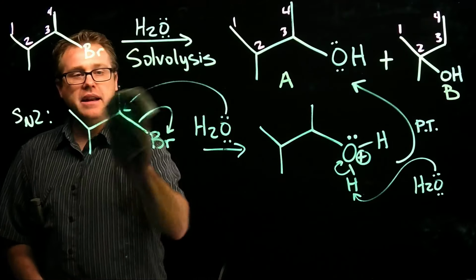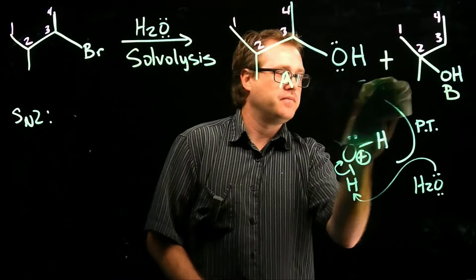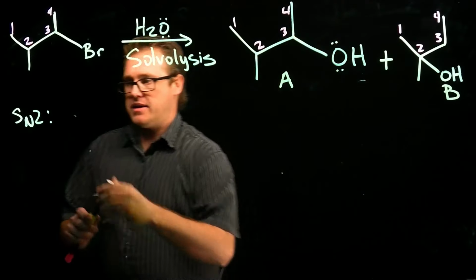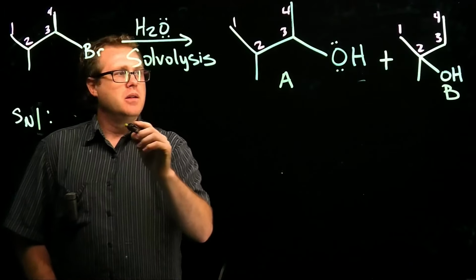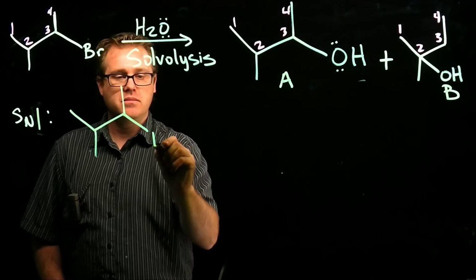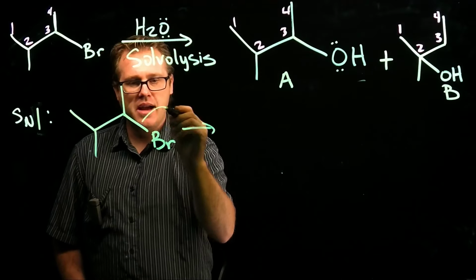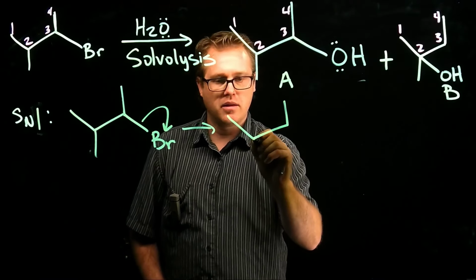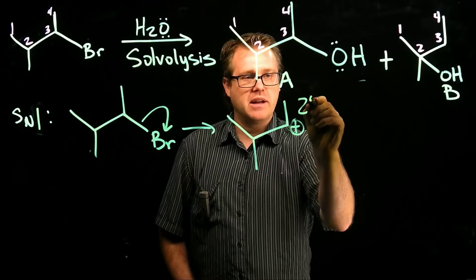So if we take a look at a different mechanism, maybe we can figure out what's going on here. So let's look at an SN1. What if we had an SN1 mechanism? So what's the first step? That would be a heterolysis step. So that will give us what? That will give us a secondary carbocation.